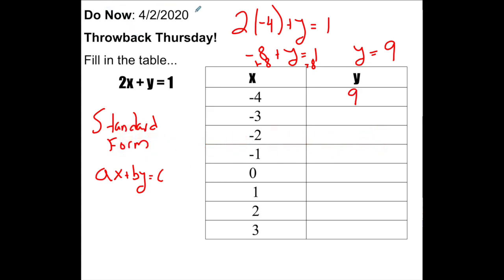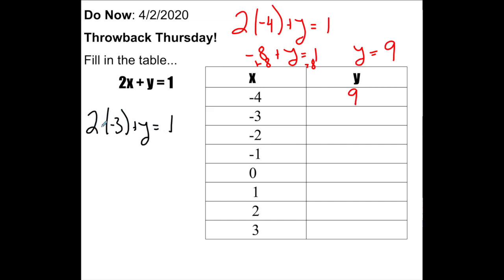And here we go. I'll delete this so I have a little room. So what happens when x is, I don't know, -3? It's the same idea. You plug in -3 for x. So 2 times -3 is -6. And then I add 6 to both sides, right? Because I want to get y alone. So y equals 7. So I put in 7.